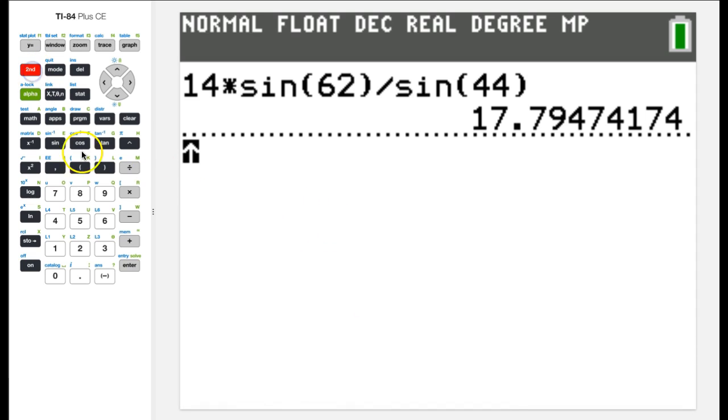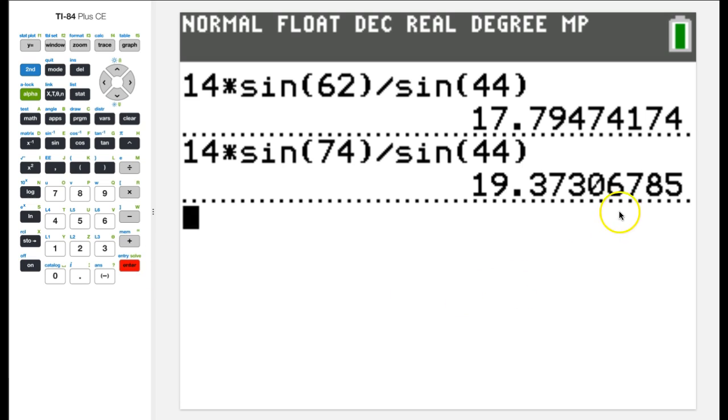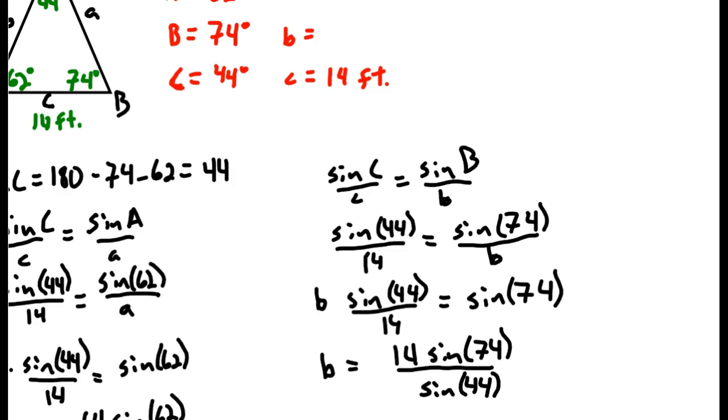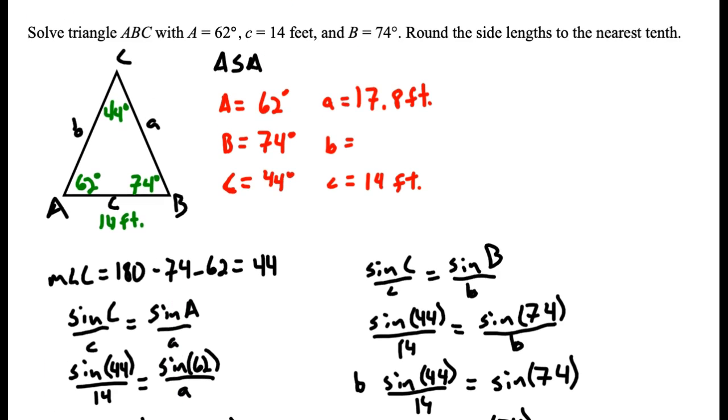So I can actually, since this is almost the same thing, I can do second entry and just go over and change this to 74. And we get that side B, if we round this to the nearest tenth, is 19.4. And we have solved the triangle.